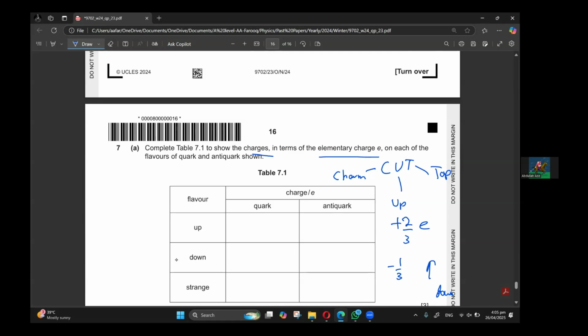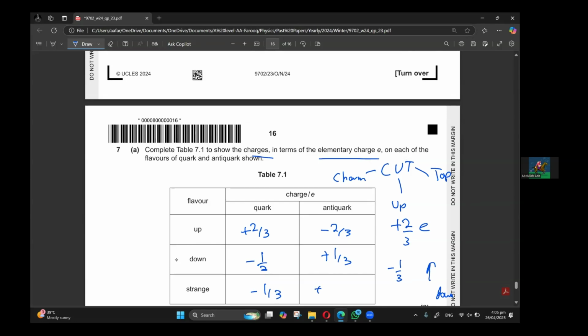So for the quark and antiquark chart: the quark has +2/3, the antiquark has -2/3. Change the sign for the others: -1/3, +1/3, -1/3, +1/3.